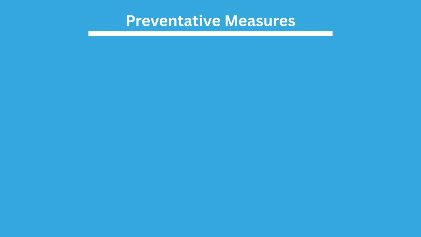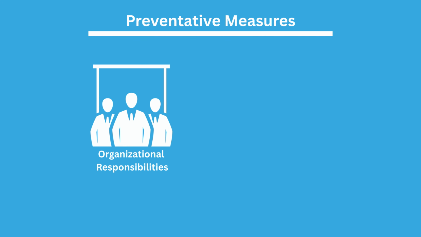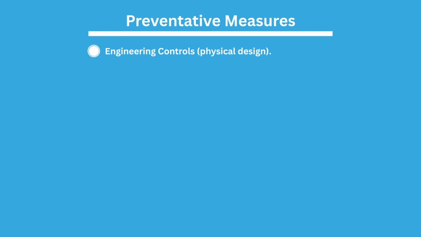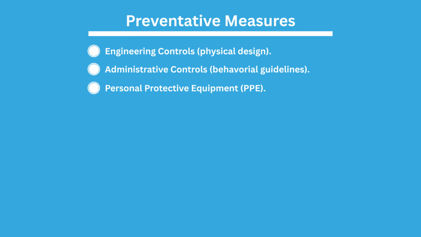There are several preventative measures which can be taken to stop the transmission of bloodborne pathogens. Some actions are required by businesses and companies. Other measures are dependent upon you. Preventative measures can be classified in three general ways: engineering controls or physical design, administrative controls or behavioral guidelines, and personal protective equipment. We will cover each of these techniques in this training.